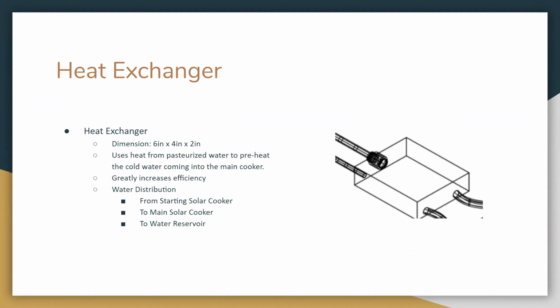And for the heat exchanger, dimensions 6 inch by 4 inch by 2 inch, it uses heat from pasteurized water to preheat the cold water coming into the main cooker, which greatly increases efficiency. Water distribution goes from starting solar cooker to main solar cooker to water receiver.